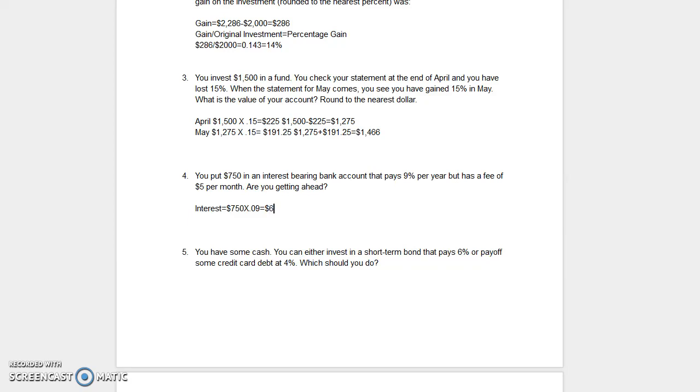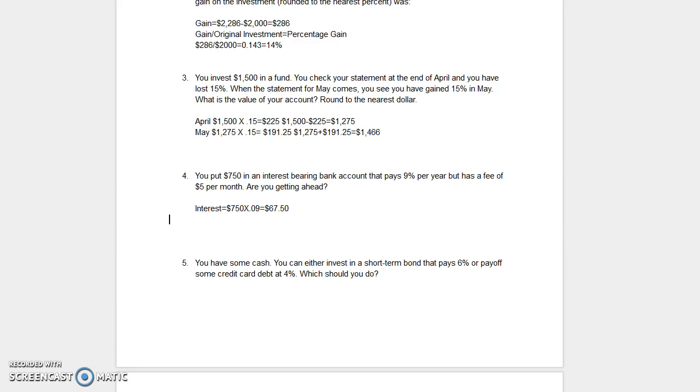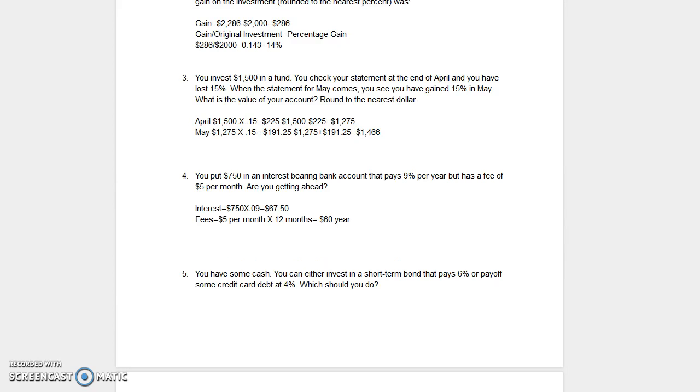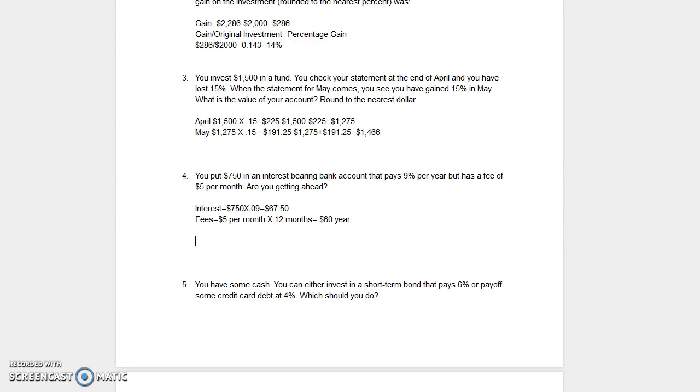So in 1 year, we make $67.50 in interest. So let's see if that's more than the fees we're paying per month for this account. So to calculate our fees, what we're going to do is take our $5 fee per month and multiply it by 12 months to see how much we are paying in 1 year. So $5 per month times 12 months per year would give us a total in fees for the year of $60. So are we getting ahead making $67.50 in interest with $60 in fees per year? So yes, we are getting ahead with this investment.